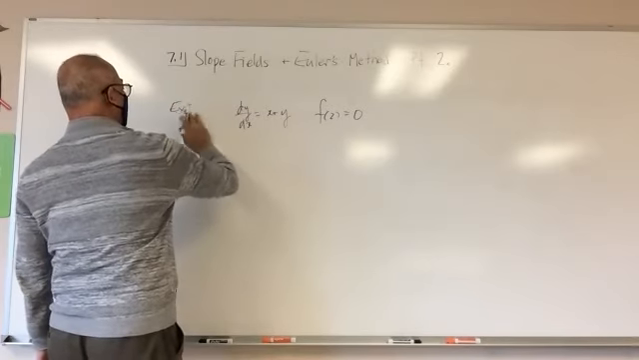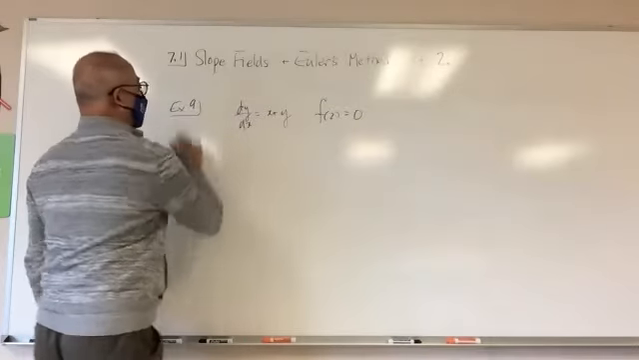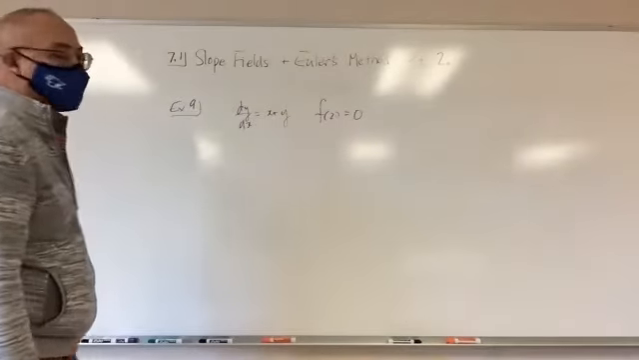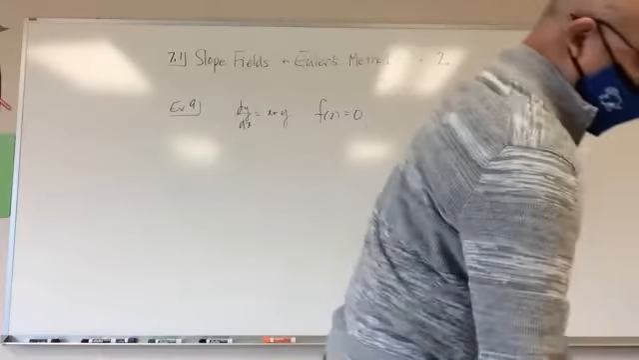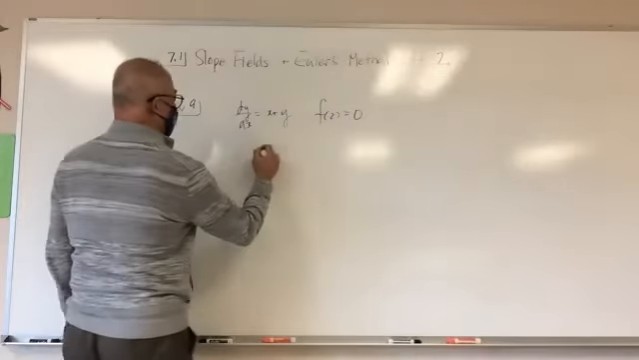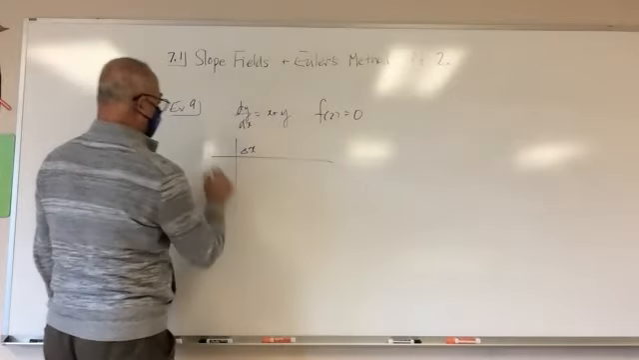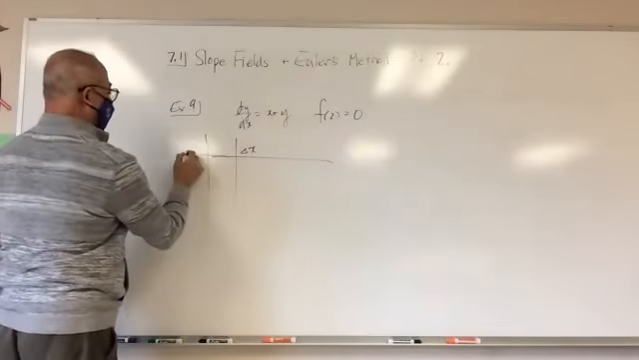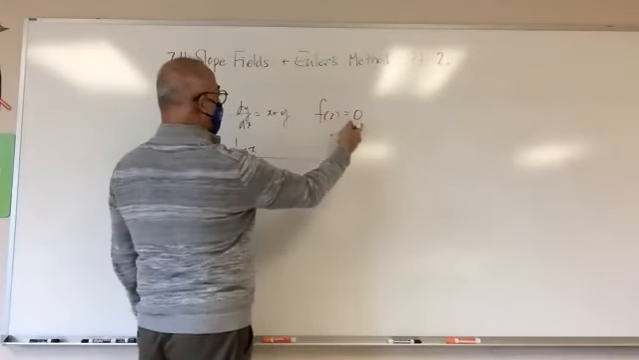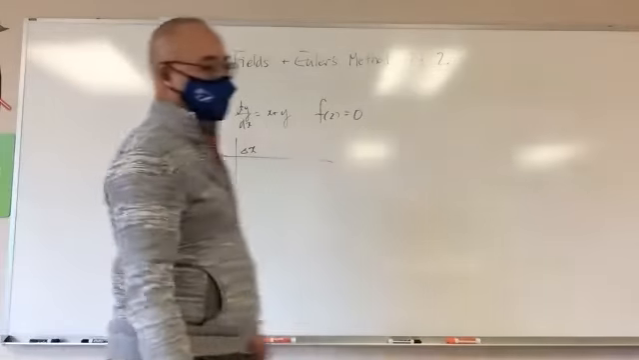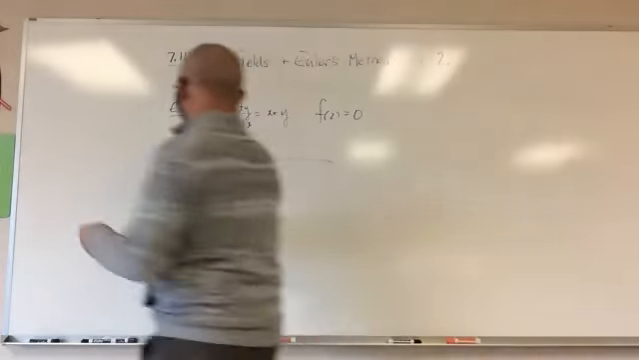Example number 9. So the book actually uses delta x as 0.2. It says to use 0.2. So we're going to say that delta x is 0.2. Okay, so where are we starting? x equals 2, y is equal to 0. So we're going to start at (2, 0).